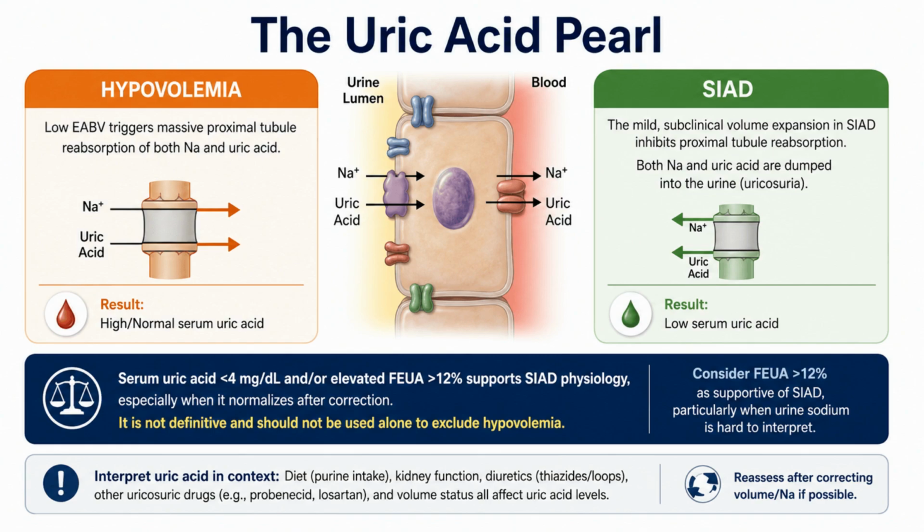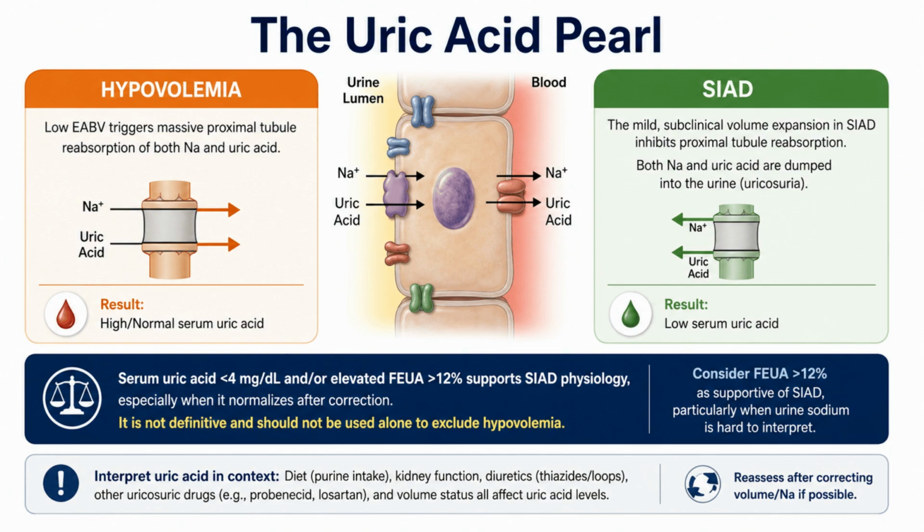In SIAD, there is mild extracellular volume expansion. The proximal tubule reabsorbs less sodium and less uric acid. The result can be low serum uric acid and increased fractional excretion of uric acid. Question: can low uric acid diagnose SIAD by itself? No. Diet, kidney function, diuretics, uricosuric drugs, and volume status all matter. But serum uric acid below 4 mg per deciliter, or fractional excretion of uric acid above 12%, can support SIAD physiology, particularly if it normalizes after correction.